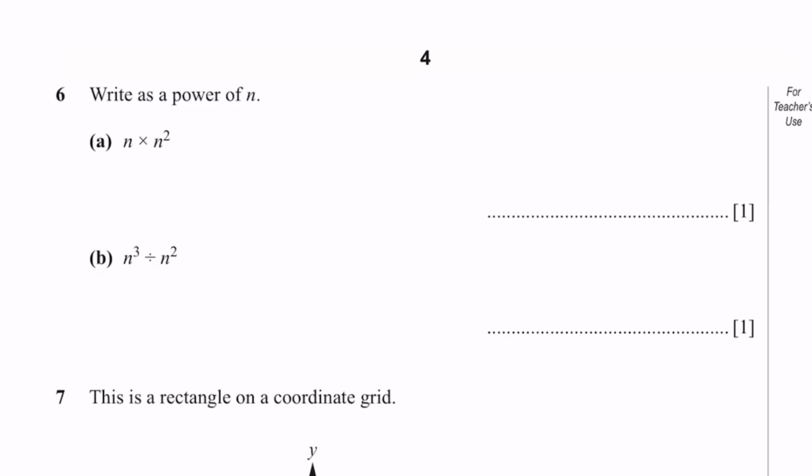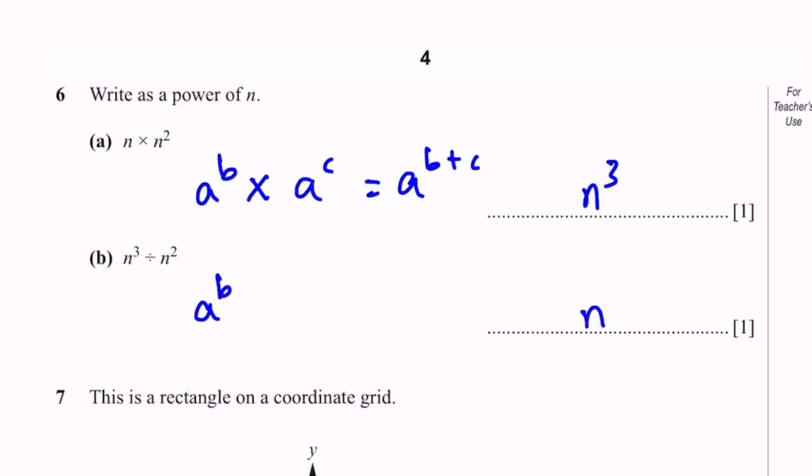Question 6. Write as a power of n. A, n into n squared is equal to n cubed. B, n cubed divided by n squared equals n. Why am I doing this? It's using exponent rules. So it's like this. a to the power of b multiplied by a to the power of c equals a to the power of b plus c. a to the power of b divided by a to the power of c equals a to the power of b minus c.